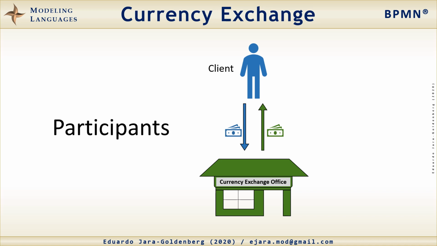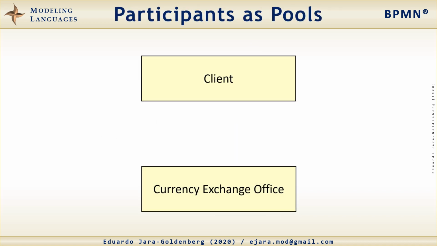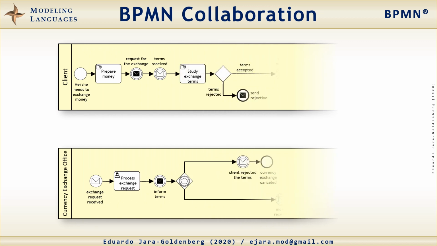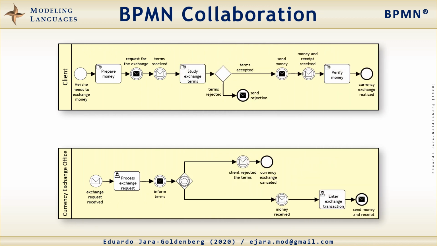Participants are represented by pools. Their interactions are realized through message flows. A pool may have no internal details, that is, it can be a black box. Or it may have internal details, in the form of the process that will be executed. Message flows connect elements in different pools.